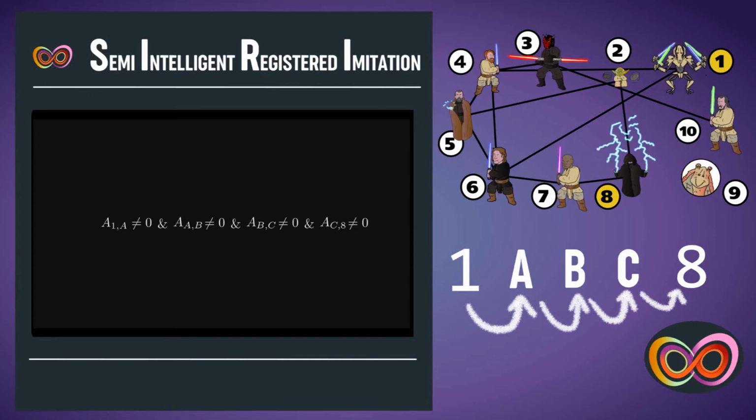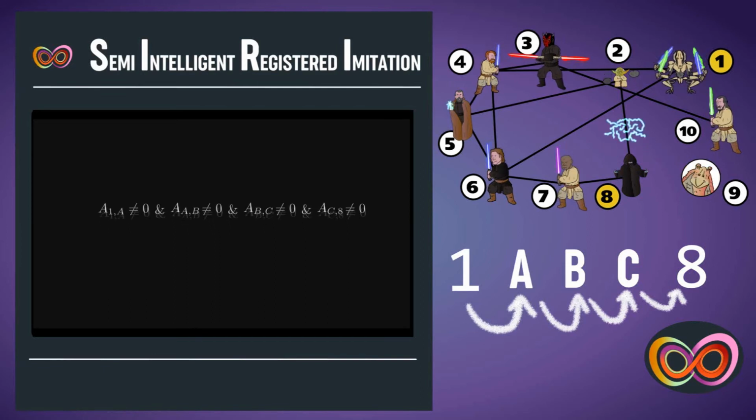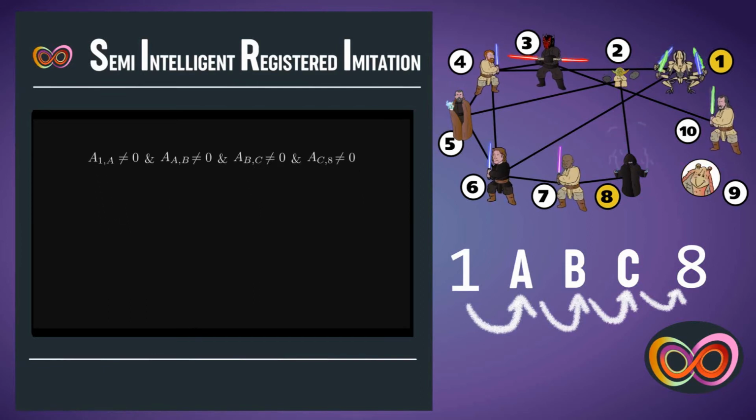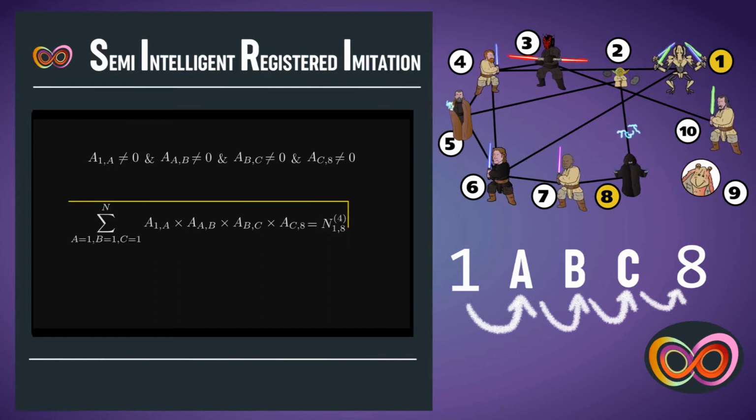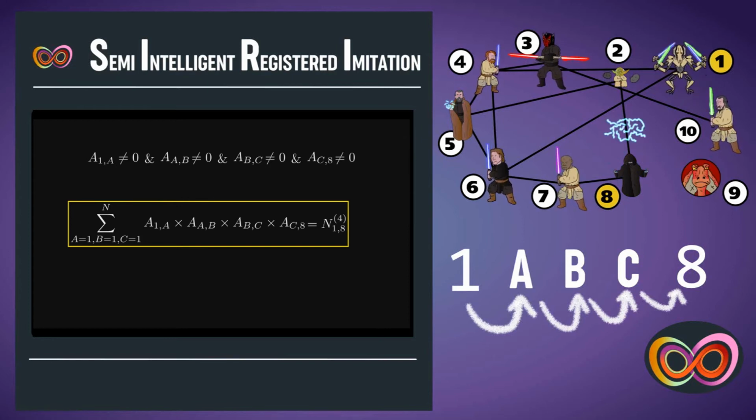Because the only values that the adjacency matrix can take are 1s or 0s, saying that all elements must be 1 is equivalent to saying that the product of them is 1. Thus, we arrive at the next expression. Because A, B, and C are arbitrary, to have the total number of paths, we must sum over all possible choices of A, B, and C, which gives us the following formula.